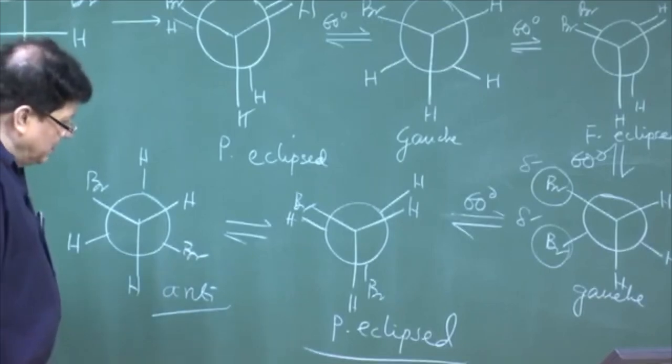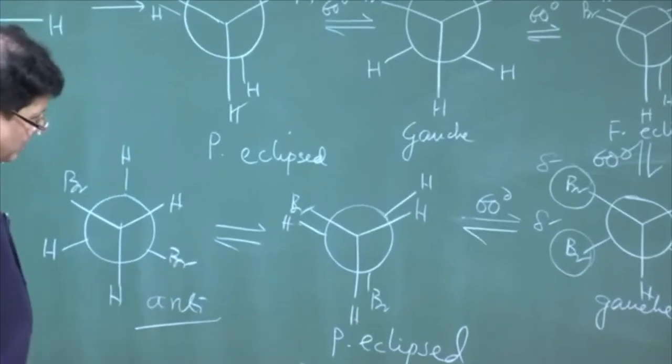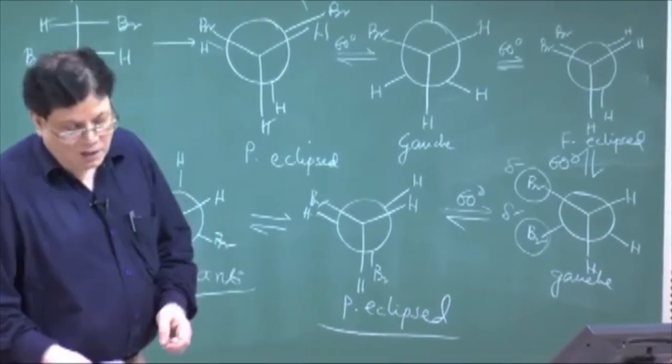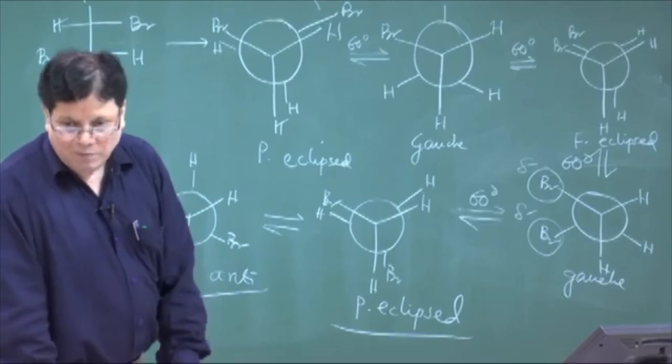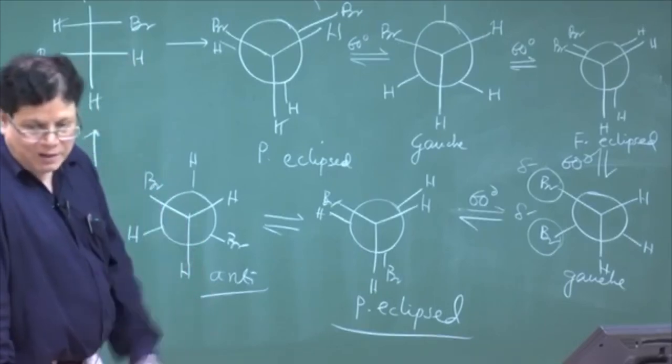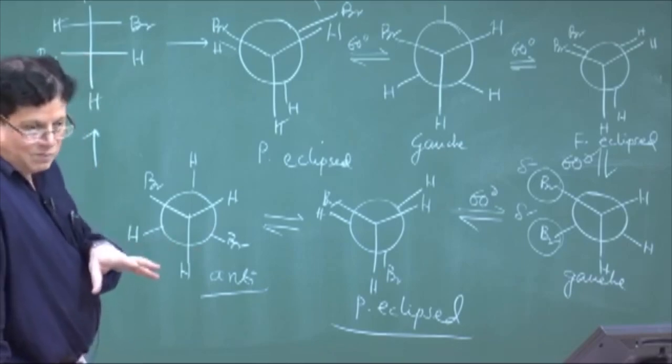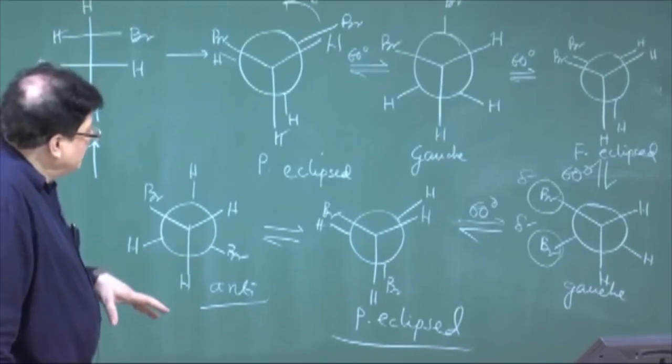and they are anti to each other. Okay. So, in this case, when you have this halogen at the 1 and 2 position, you see the anti form becomes more stable and not the gauche form. The reason here is there is dipole-dipole repulsion in the gauche form, which makes it less stable.